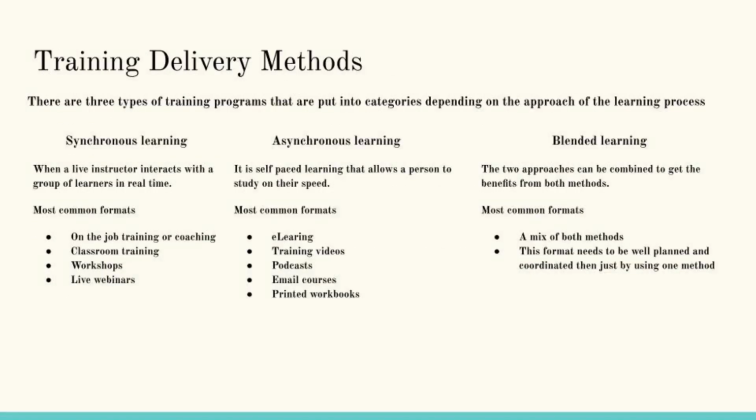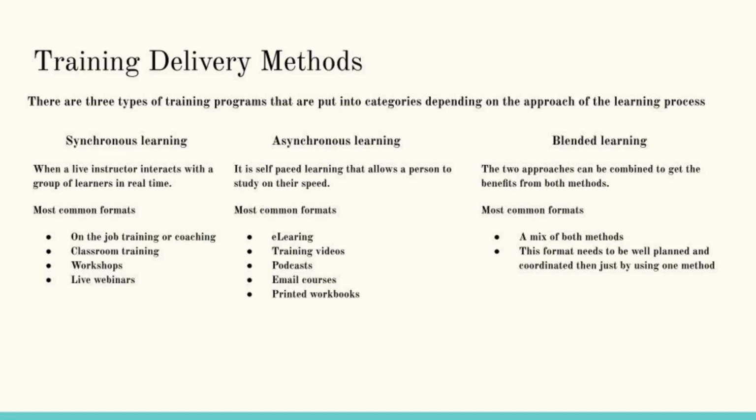Training delivery methods. There are 3 types of training programs that are put into different categories depending on the approach of the learning process. Synchronous learning is when a live instructor interacts with a group of learners in real time. The most common formats are on-the-job training or coaching, classroom training, workshops, and live webinars.